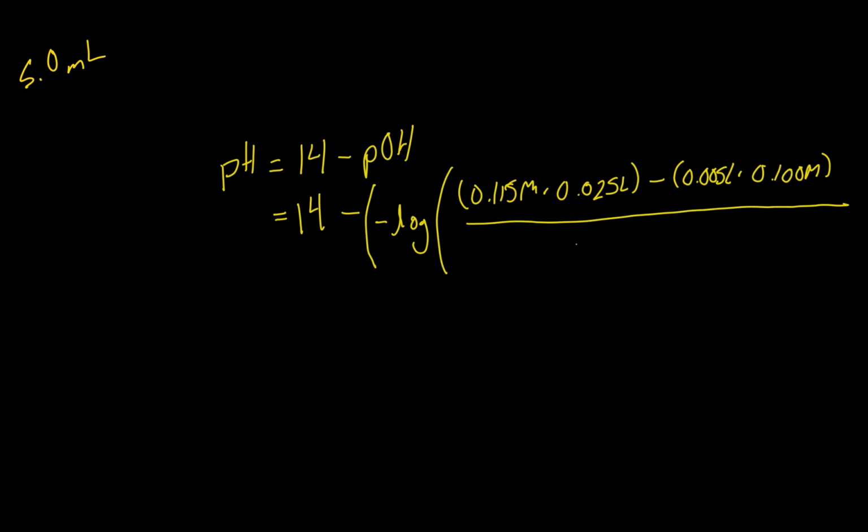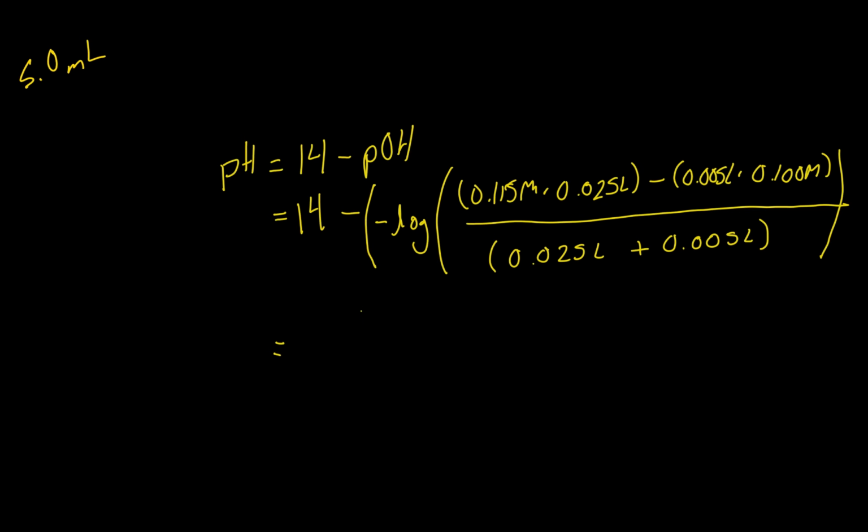And we can divide this by the total volume between the two. So that much of the base, and we add 0.005 liters of the acid. And again, we can do this because we know that this many moles of acid is going to neutralize this many moles of base. So we can take the shortcut here. All right, just give me a second to put this thing together.